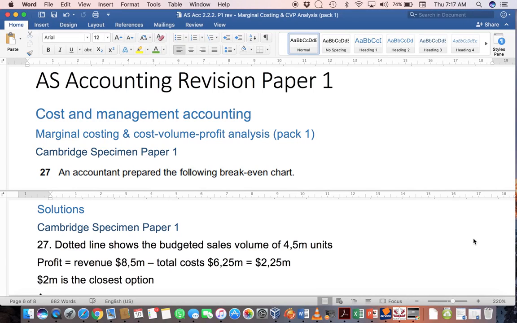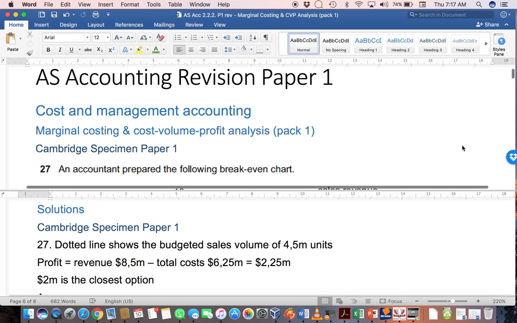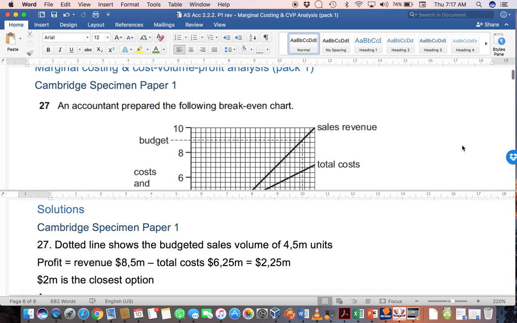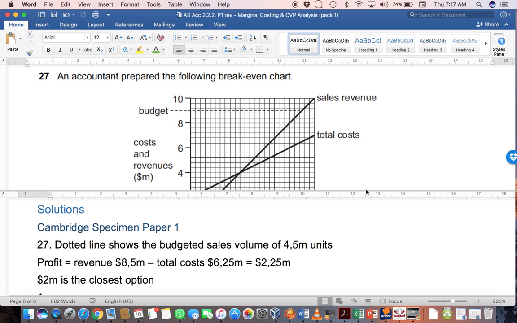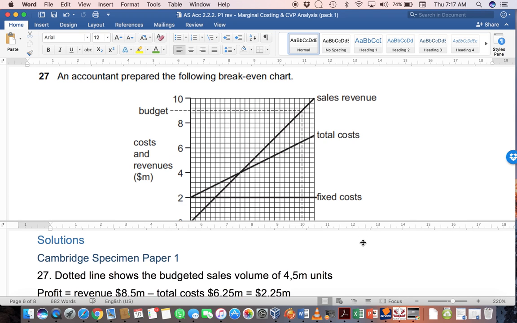Explanations of multiple choice questions based on marginal costing and cost volume profit analysis from Cambridge past papers. Let's start with a specimen paper 1, question 27. An accountant prepared the following break-even graph.